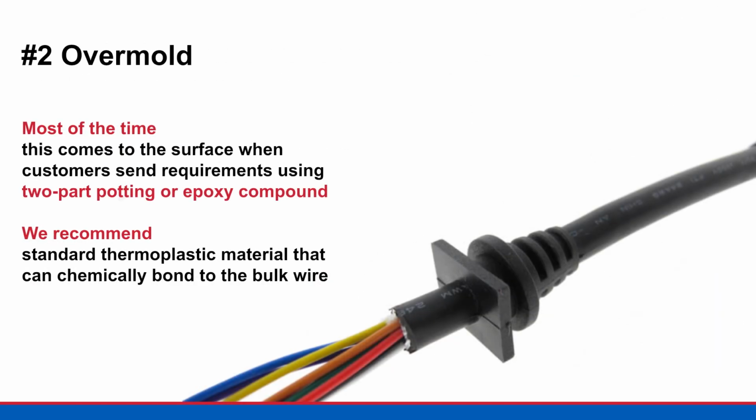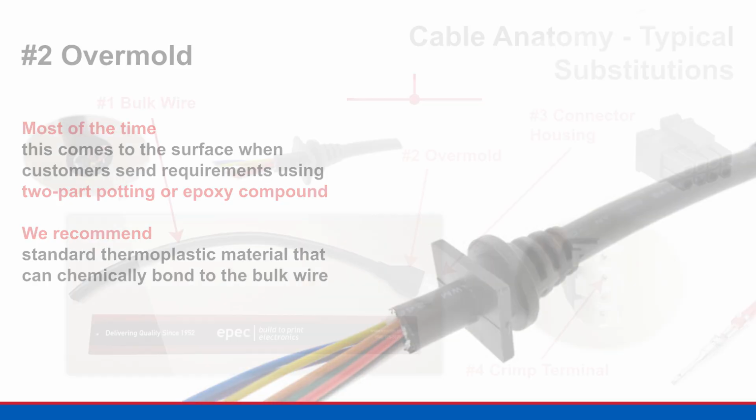The last thing that we can help substitute and recommend an alternate for is the actual overmold material itself. Most of the time, this comes to the surface when our customers send us requirements where they're making an overmold by hand using a two-part potting or epoxy compound. A lot of times, those off-the-shelf two-part mixtures are expensive. Sometimes they're volatile or have toxic issues in mixing them. So what we'll recommend doing is actually using our standard thermoplastic material that can chemically bond to the bulk wire.